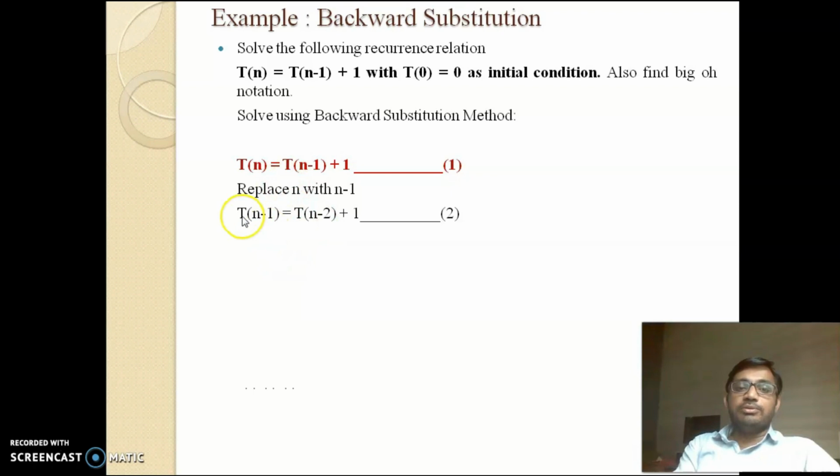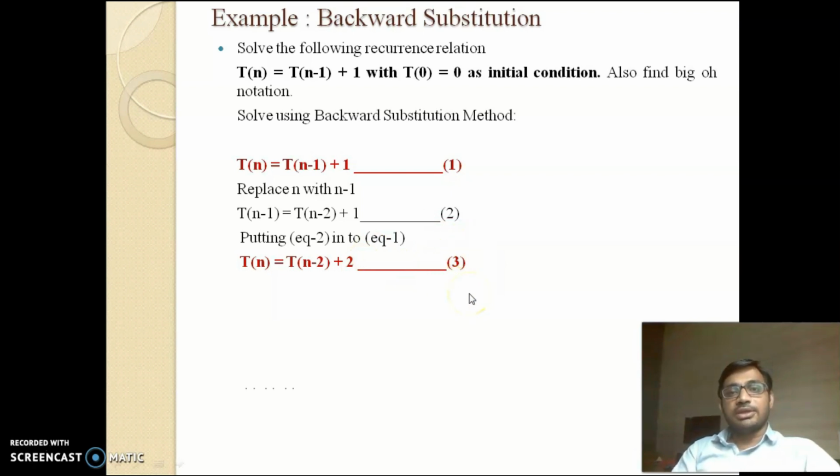Now we have the value of T of n minus 1. We can put this value, T of n minus 2 plus 1, in our equation number 1 in place of T of n minus 1. Putting equation number 2 in equation number 1, we get T of n is equal to T of n minus 2 plus 1 plus 1, so plus 2. So we get T of n is equal to T of n minus 2 plus 2. This is our equation number 3.